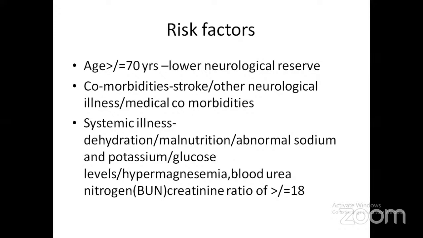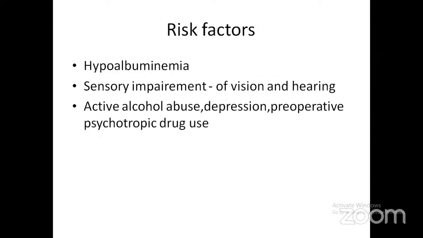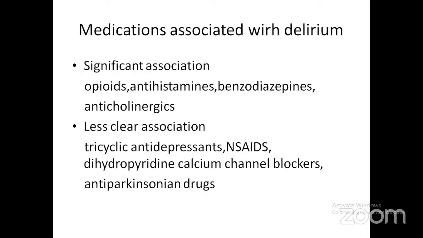Comorbidities such as stroke, other neurological illnesses, and medical comorbidities are noted. Systemic illnesses such as dehydration, malnutrition, abnormal sodium and potassium, abnormal glucose levels, hypermagnesemia, and blood urea nitrogen contribute to delirium in the perioperative period. Other risk factors are hypoalbuminemia, impaired vision and hearing, active alcohol abuse, depression, and preoperative psychotropic drug use. Medications associated with delirium: significant association is present with opioids, antihistamines, benzodiazepines, anticholinergics. Lesser association is seen with tricyclic antidepressants, NSAIDs, dihydropyridine calcium channel blockers, anti-Parkinson drugs.